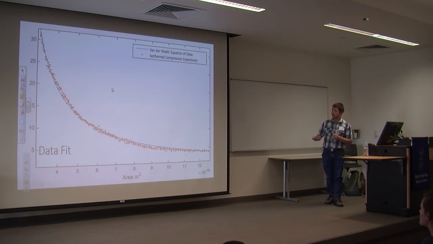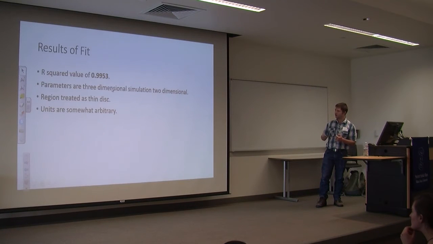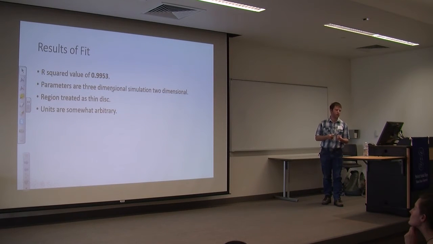So here, the orange dots represent my data from 3 experiments that are run, and this blue line represents the van der Waals equation of state for a compression. And what I did is I basically varied the parameters A, B, and the temperature to get this curve, to fit the data to my model. So the result of this fit is an R-squared value of 0.9953.